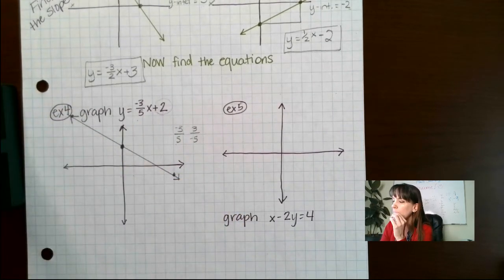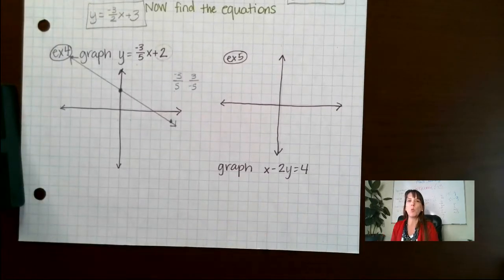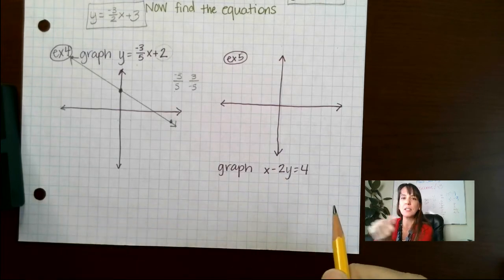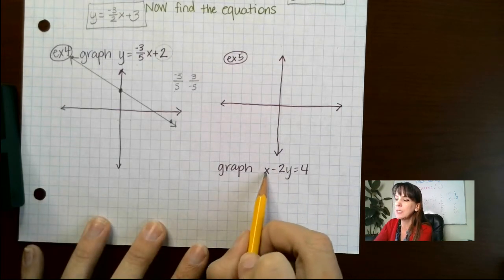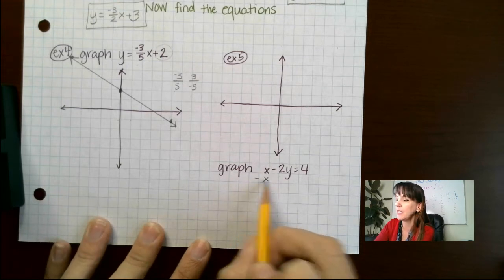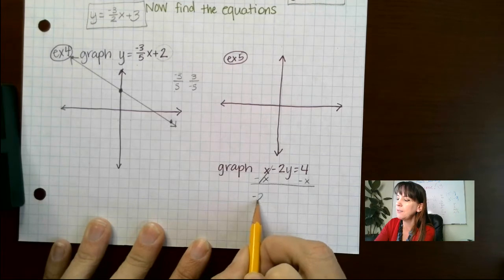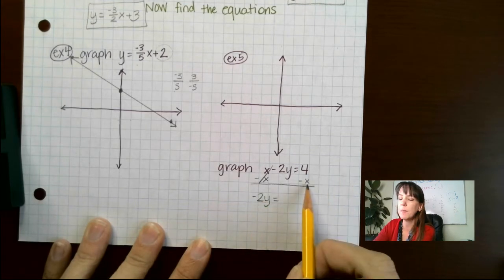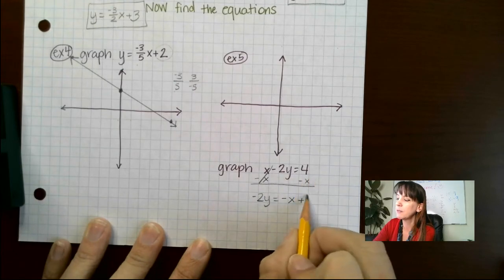All right, so the next one, this one is a little tricky. You've been solving for y all along, so this should be helpful. But what we need to do is get this into that slope-intercept form. So I need to get this chunk with the y by itself, which means I need to move x over, -x minus x. If I do that, this cancels out and I get -2y equals, and I want to put the chunk with the x first, so -x plus 4.